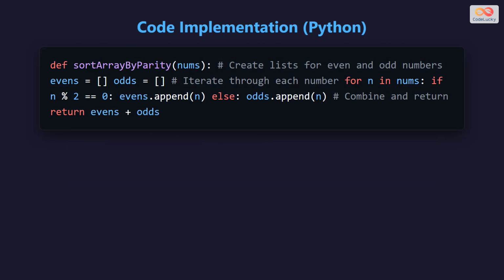Here is how that looks in Python code. We define a function called sortArrayByParity. We initialize two empty lists, one for evens and one for odds. We loop through every number in our input array. If the number modulo 2 is 0, we append it to evens. Otherwise, we append it to odds. At the end, we return the concatenation of the even list and the odd list.